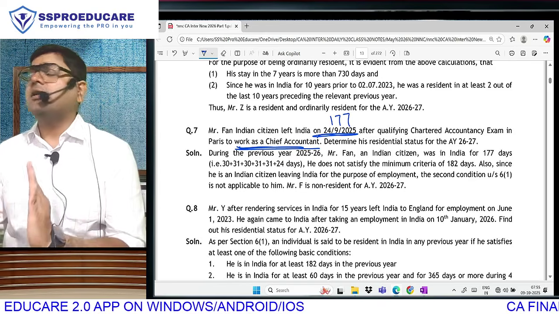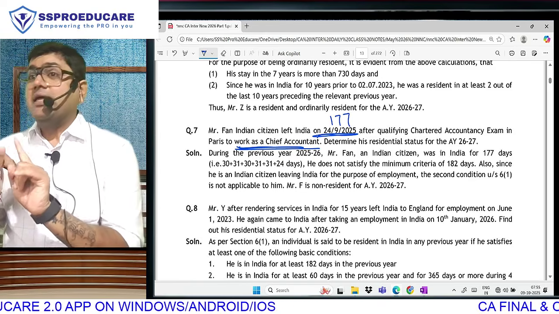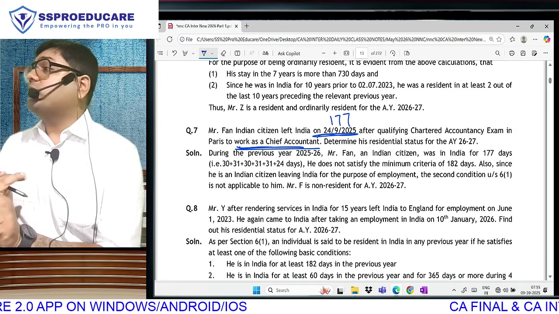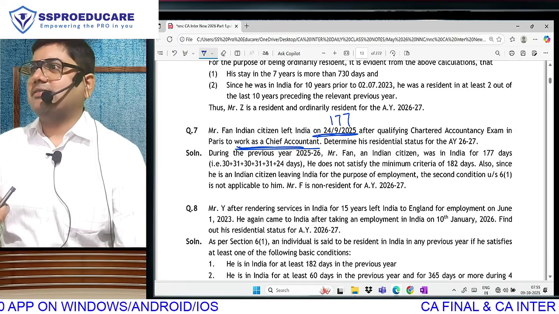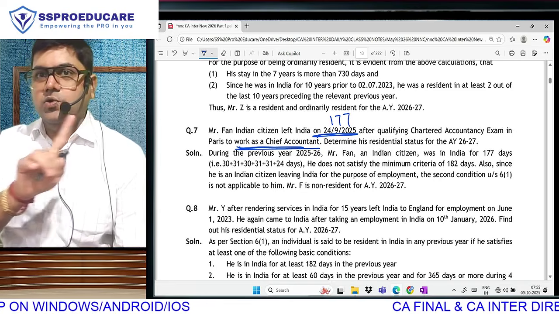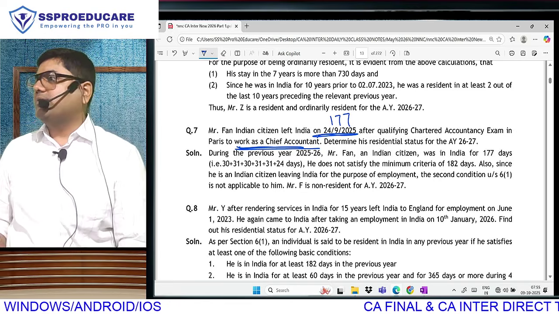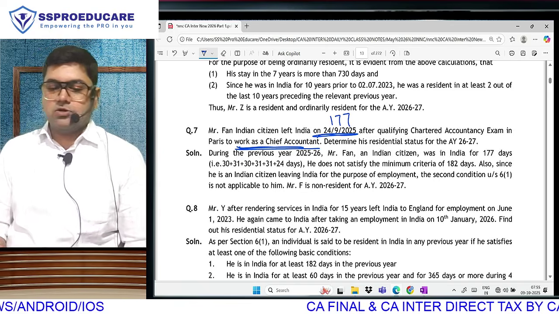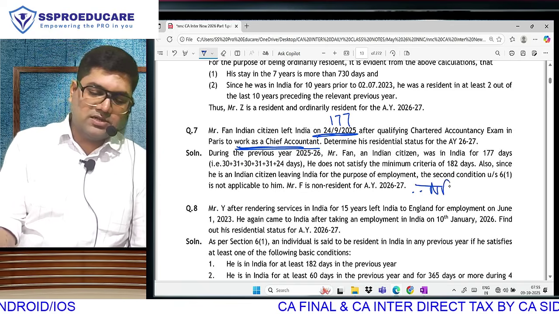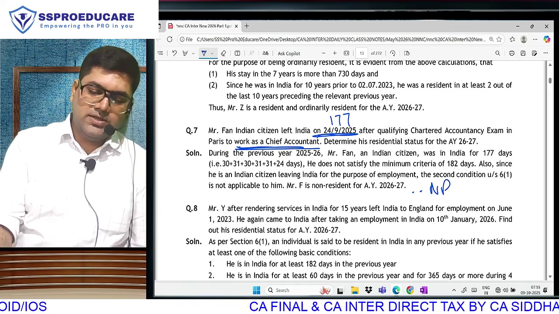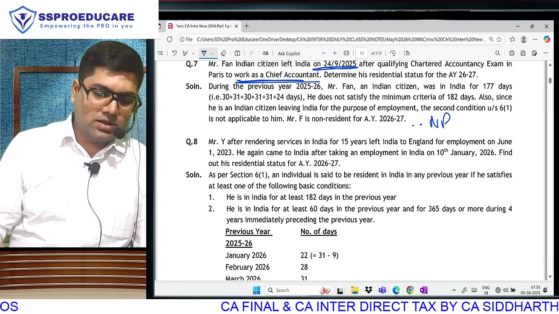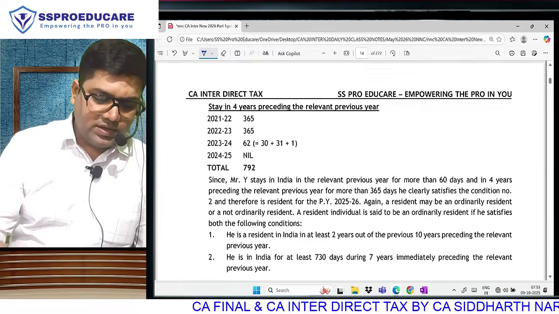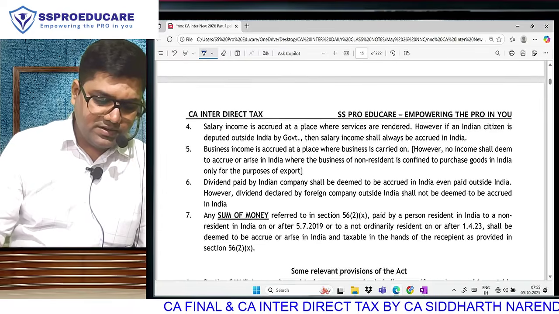And look, unless and until they give you data about incomes and they give you data about not being a tax resident in any other country, do not bring the concept of deemed resident unless there is some specific data related to it. So accordingly, your conclusion is that Mr. Pan is going to be a non-resident. Understood? Okay. Question number 8.